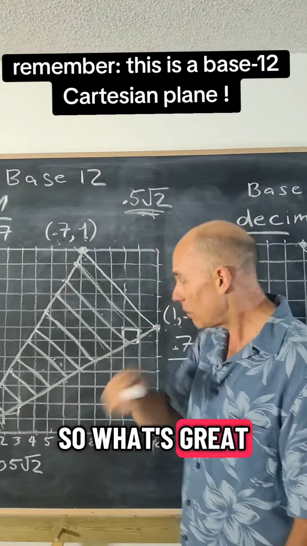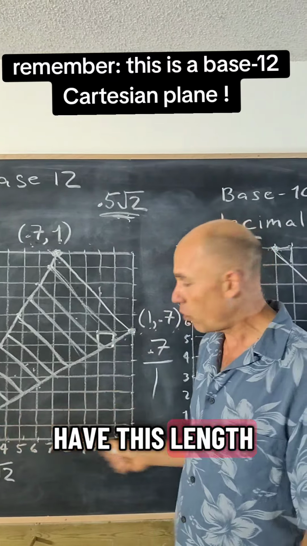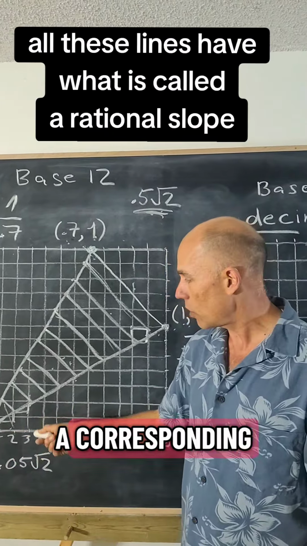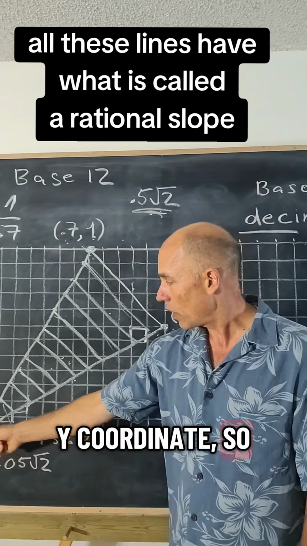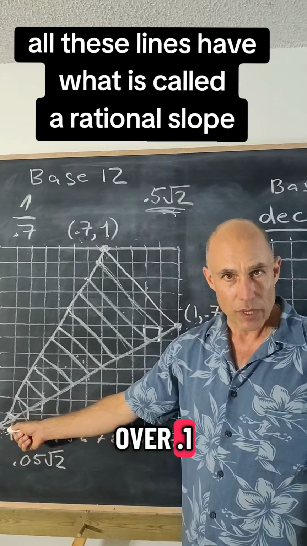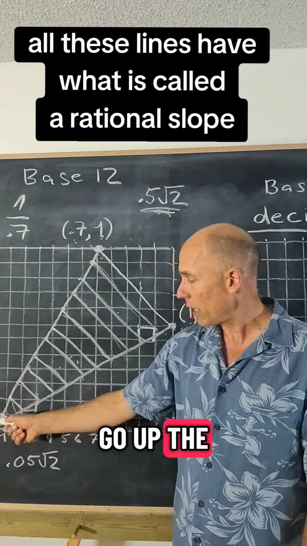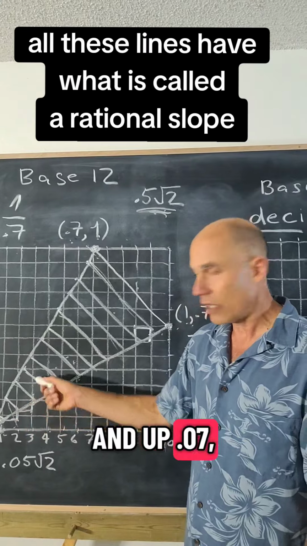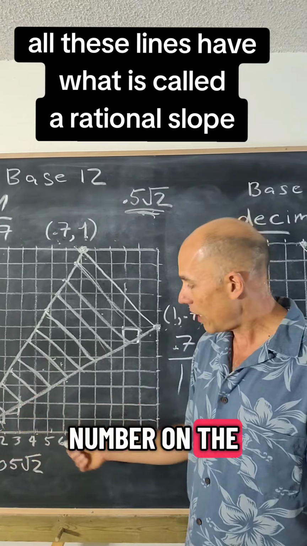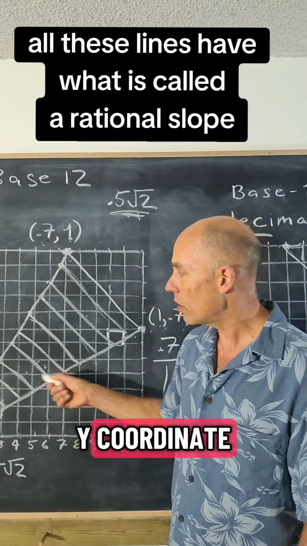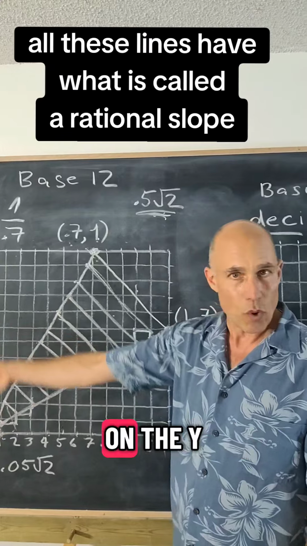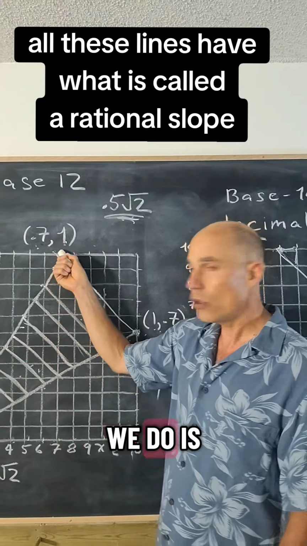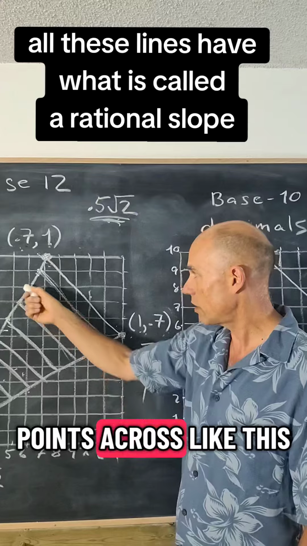So what's great about that is that because we have this length of 1, we realize that any point along the x-axis is going to have a corresponding y-coordinate. So what I mean by that, if we were just to go over 0.1, then we would be able to go up the length of 0.07, go over 0.1 and up 0.07 and so on. And again, any number on the x-axis will have a corresponding y-coordinate, and any number on the y-axis will have a corresponding x-coordinate. So then what we can do is simply connect these points across like this.